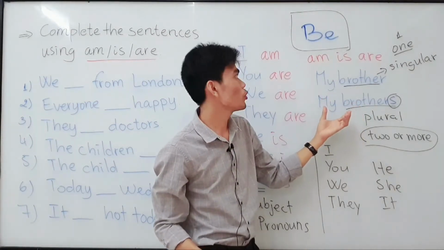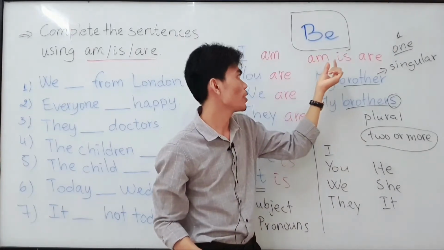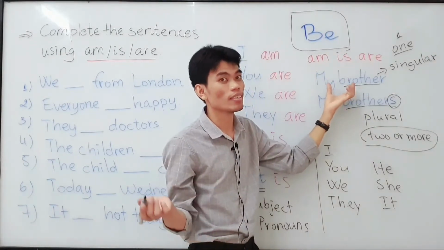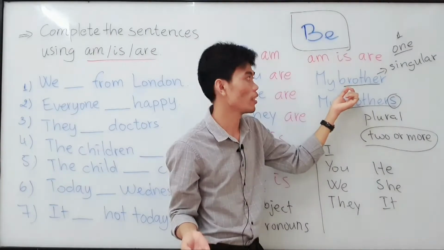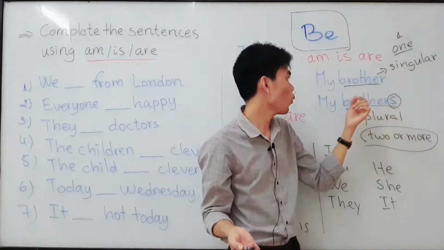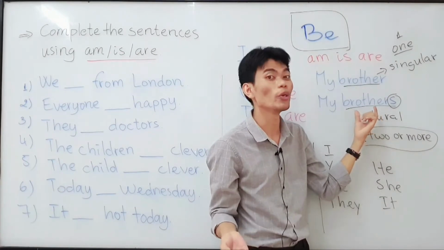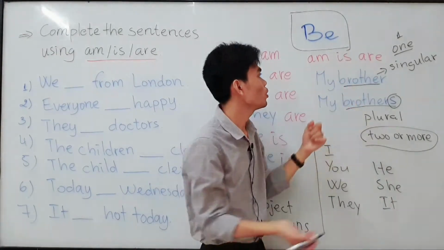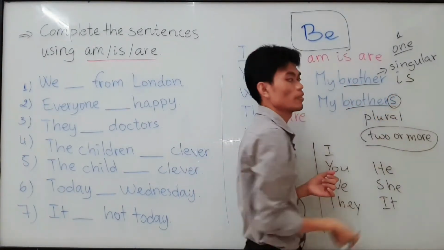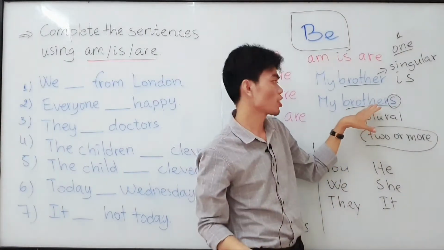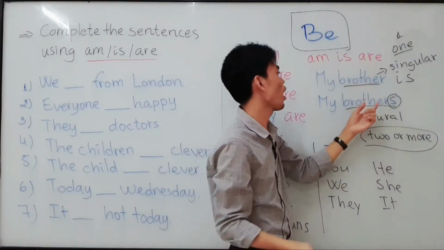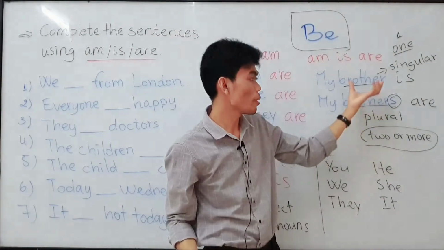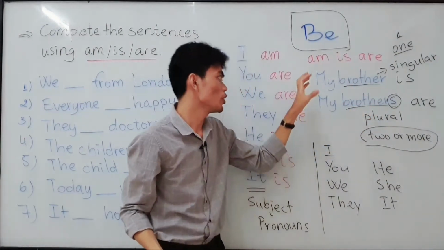Now, when you have to use the verb to be, am, is, or are with a noun as the subject, you need to understand whether it is singular or plural. When it is singular, my brother, you say is. And my brothers, plural, you use are. Is it easy? Okay, remember.